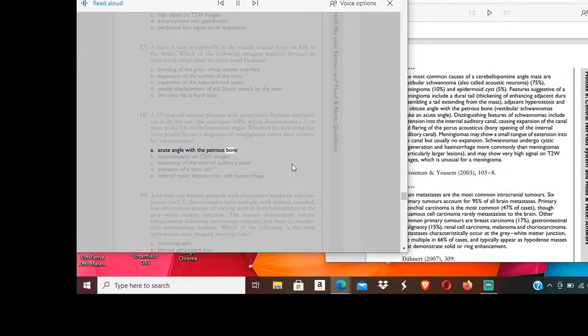A. Acute angle with the petrous bone. B. Hyperintensity on T2W images. C. Expansion of the internal auditory canal. D. Presence of a dural tail. E. Internal cystic degeneration and hemorrhage.